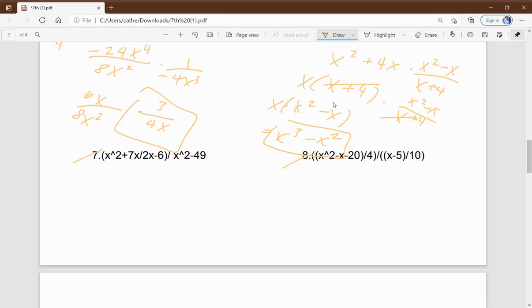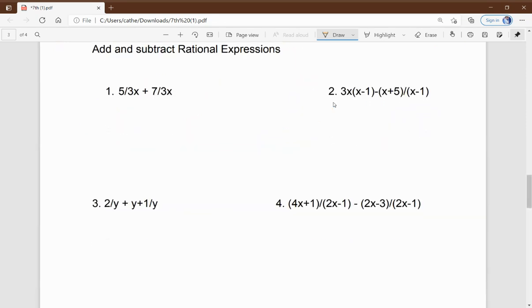I'm not going to do these two because those are pretty much the same, so you can just work that out on your own. Okay, add and subtract rational expressions. The denominators for these are the same, so you would just do 12 over 3x. You can also simplify it, so that'll just be 4 over x.